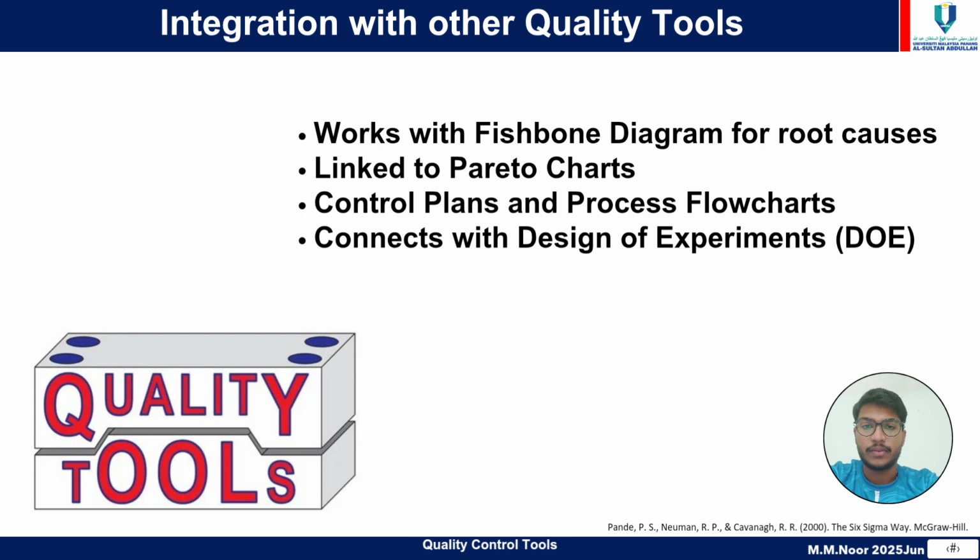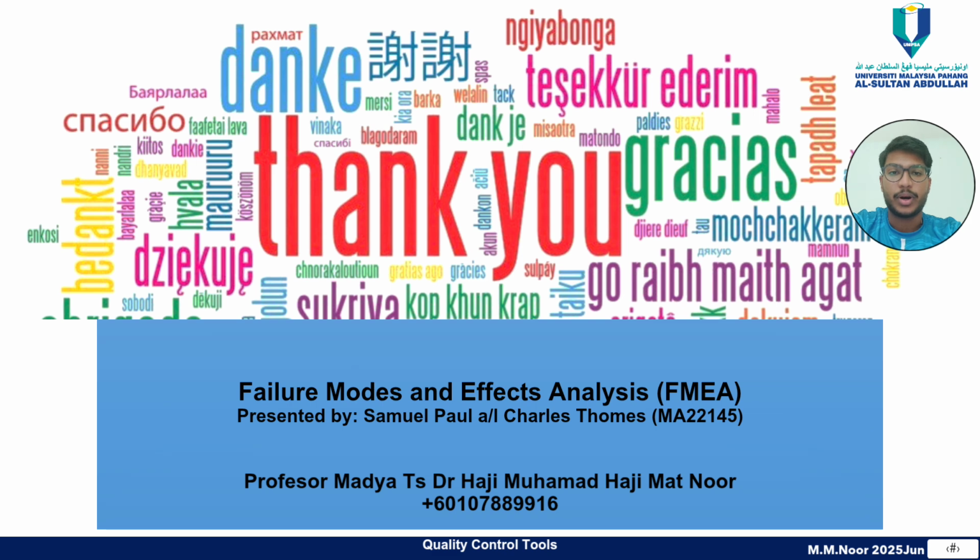So some integration of FMEA with other quality tools would be, it works with a fishbone diagram for root causes, and then it can also be linked to Pareto charts, and then we have control plans and process flow charts, and finally it even connects with DOE, design of experiments. Through this presentation, we now know how powerful of a tool FMEA is, and this makes FMEA a valuable method for both preventing failures and sustaining long-term improvements to a system. So it is definitely a tool to learn and to practice in any kind of process, product development.